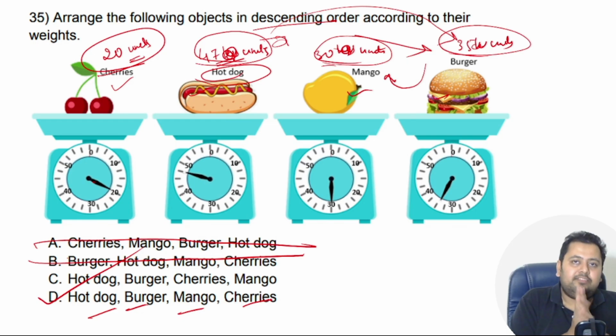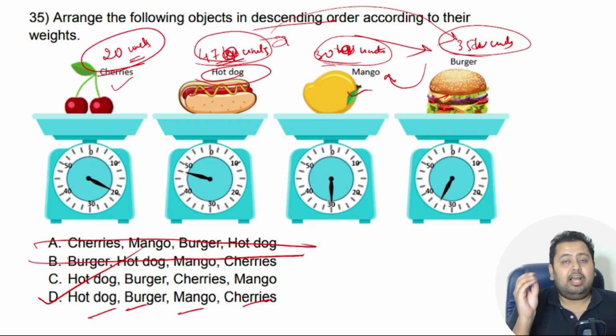So with this, we complete the whole of the paper. My request is you just go down to the comment section and let me know how many correct answers you got, right? Hopefully you would have got more than 30 correct answers. If you did, very well. Else you need more and more practice.